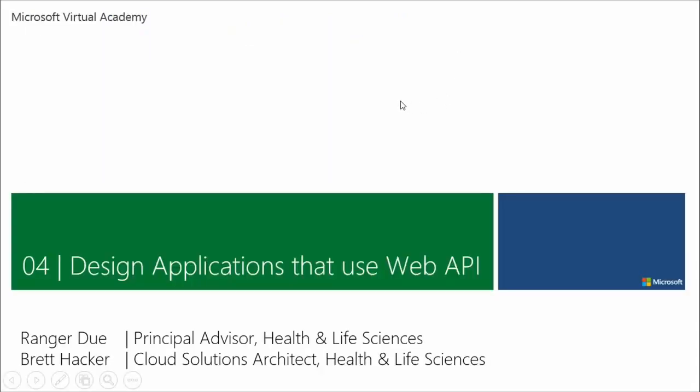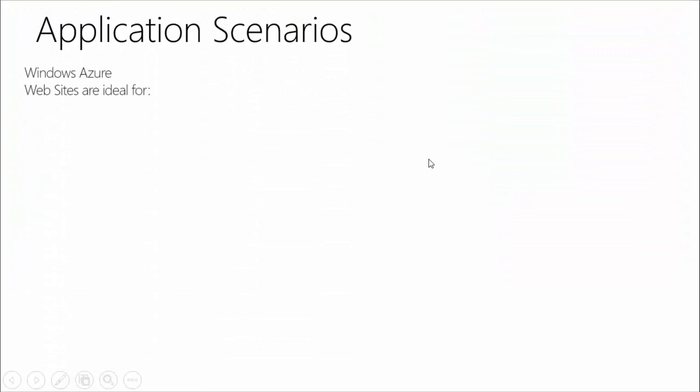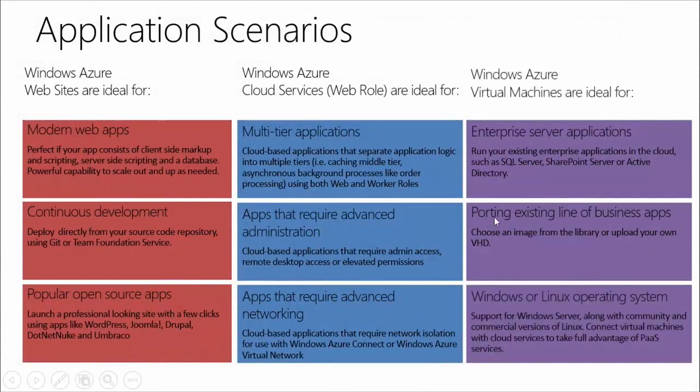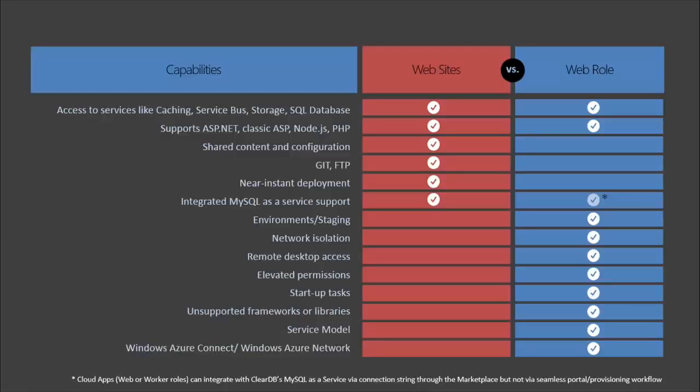Next, designing applications that use Web API. This is going to overlap a little bit with what Brett's going to talk about in Module 5. So what kind of scenarios do we use for this? Well, there's really three basic categories of scenarios. Websites, cloud services where web roles may be ideal because there's different features of websites and web roles, and when you might want to use a virtual machine. So those three scenarios we have outlined in this deck, and you might want to take a look at it in case you see any of them again on the 534 exam. Websites and web roles have different capabilities.